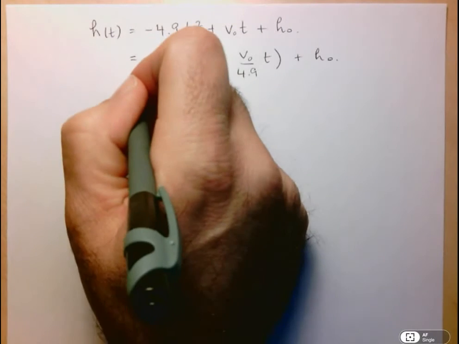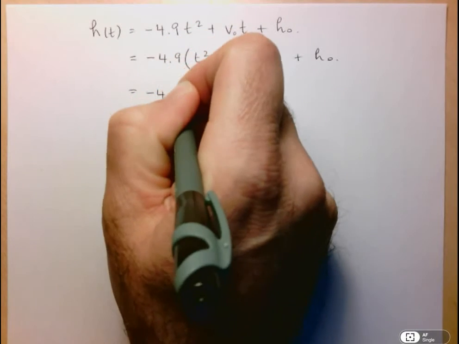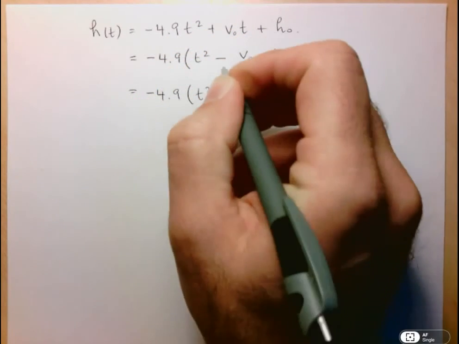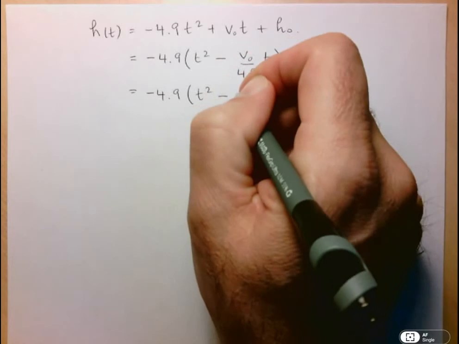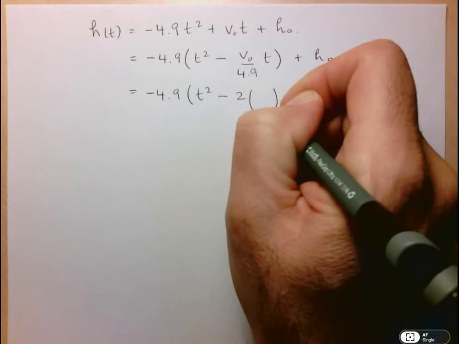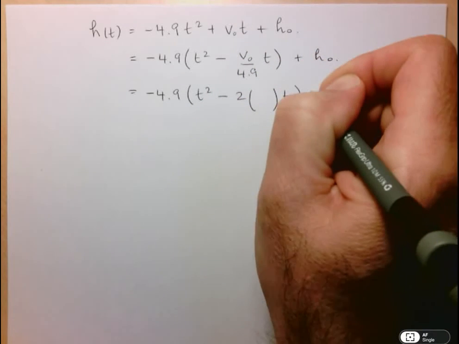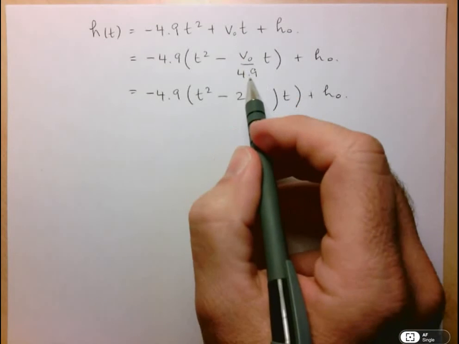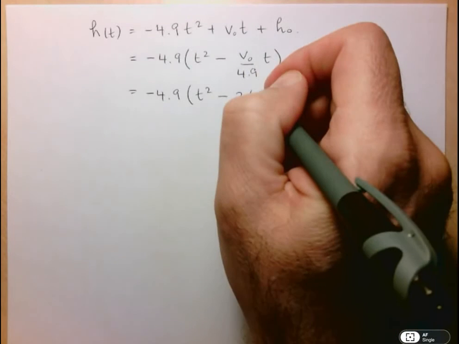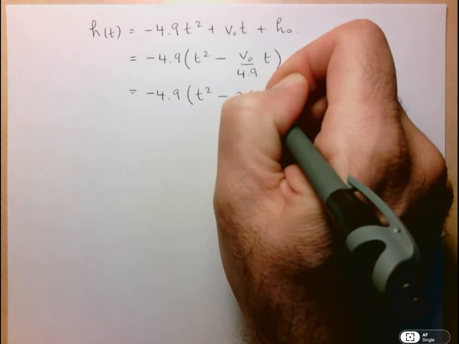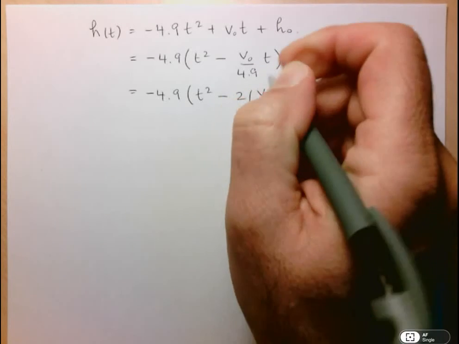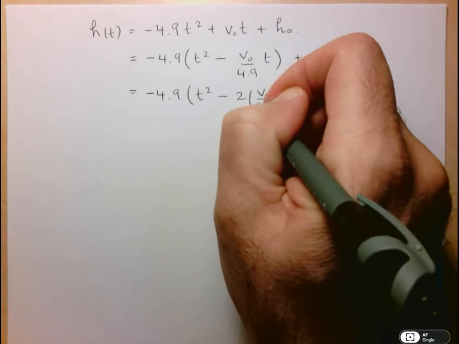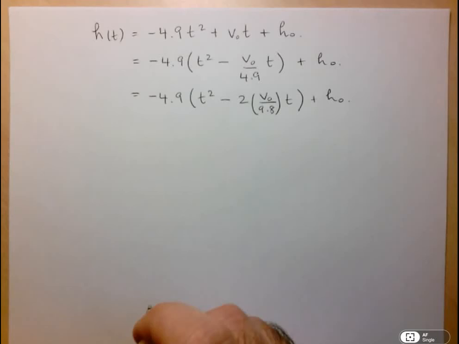Now again, proceeding as usual, I'm going to write this middle term as 2 times some other number, times t. In order for this to be V naught over 4.9, I'm going to have left, if I want to be able to multiply it by 2, V naught divided by 2 times 4.9, which is 9.8.